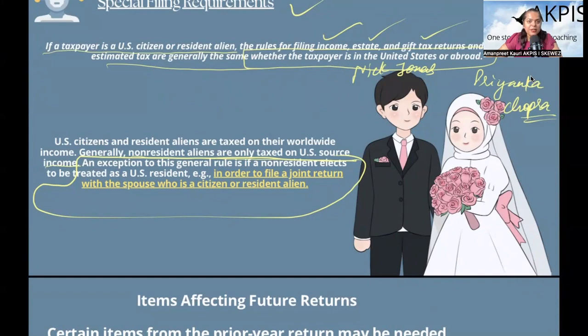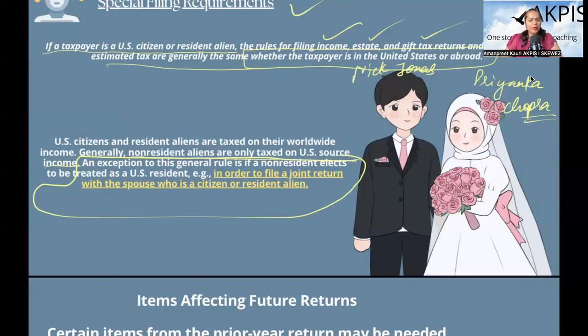What was the substantial presence test? We just discussed: 31 days stay in the current year and 183 days stay at least, in the current year plus the 2 previous years. So if you're satisfying both these conditions, you will be a resident. But let's say, take an instance this way, she's a non-resident. She is not satisfying the green card test. She is not satisfying the substantial presence test. So she is a non-resident.